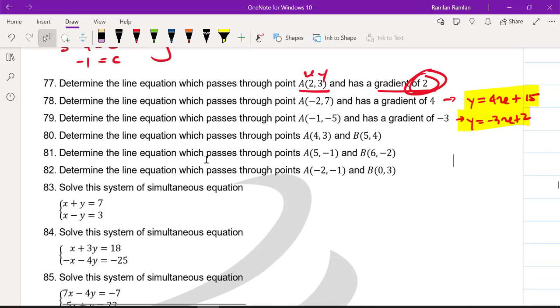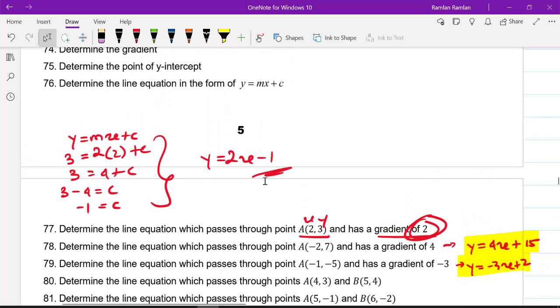Okay, now let's go to number 80. Determine the line equation which passes through point A and B. Here we have point A (4,3) and B is (5,4). Now in here, remember that we can use this here again, but we don't have the gradient, we don't have the c. Now let's find it one by one.